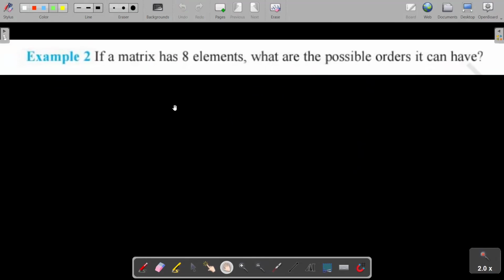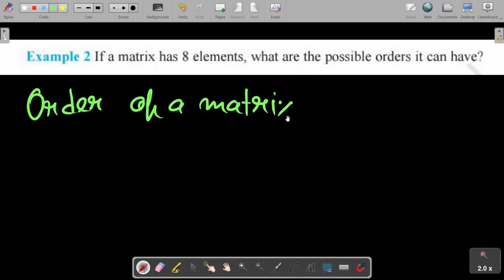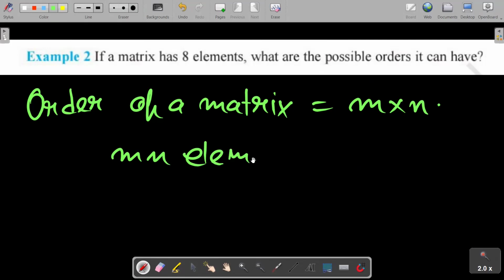If a matrix has 8 elements, what are the possible orders it can have? So we know that the order of a matrix is M cross N, and it has MN elements. So to find all possible orders of a matrix with 8 elements, we will find all ordered pairs of natural numbers whose product is simply 8.